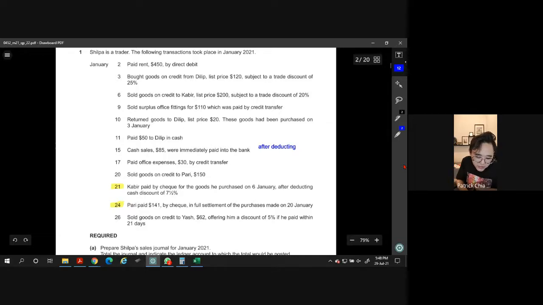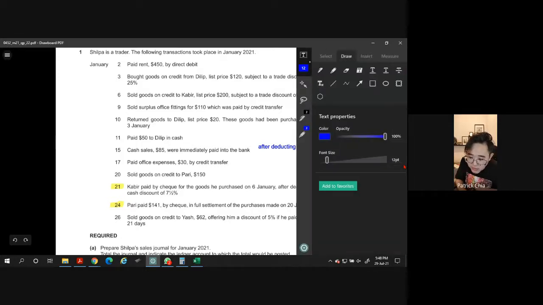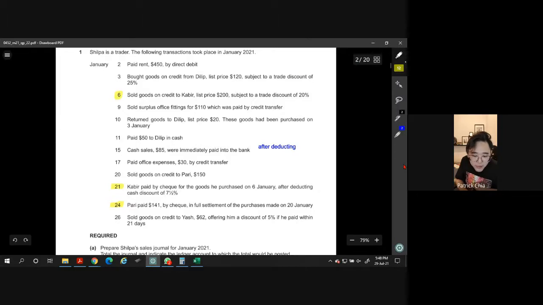Okay, and Kabe paid in check 21. I think yeah, we can use this. 21 is Kabe paid by check for the goods he purchased on 6th January. On 6th January, what happened? Okay, so sold goods on credit to Kabe. List price is 200, subject to a trade discount of 20%. So what must we do here, guys? We need to minus the 20%. Yes or no? Okay, always minus the trade discount. All right.